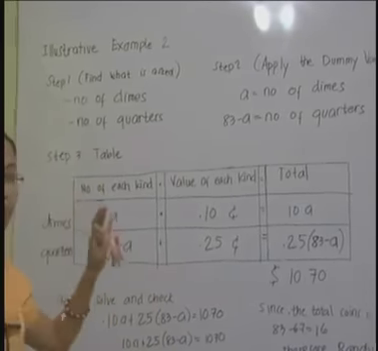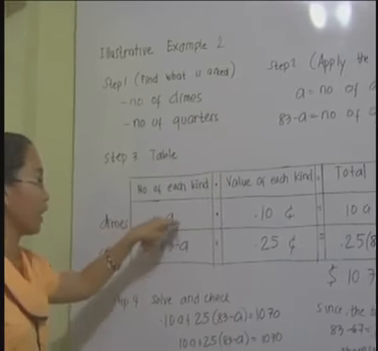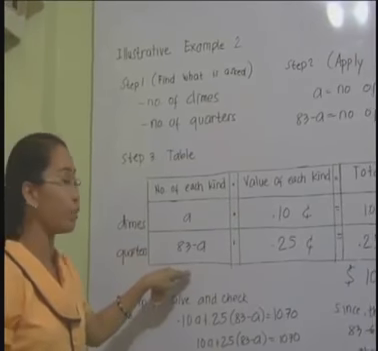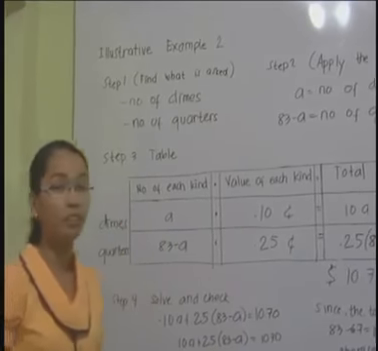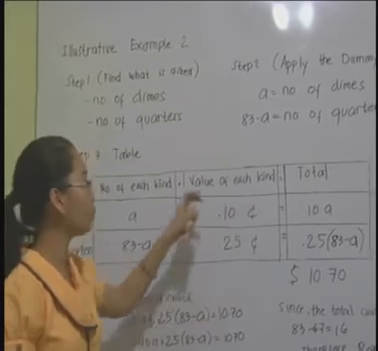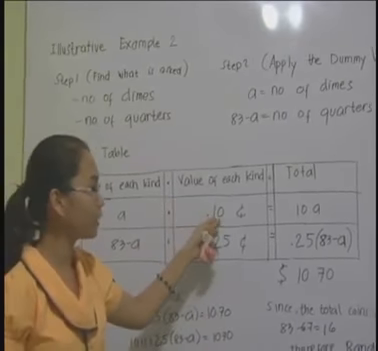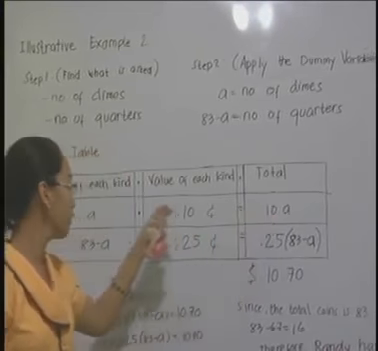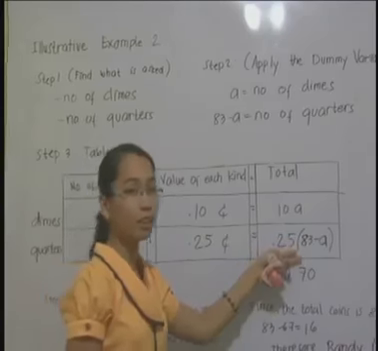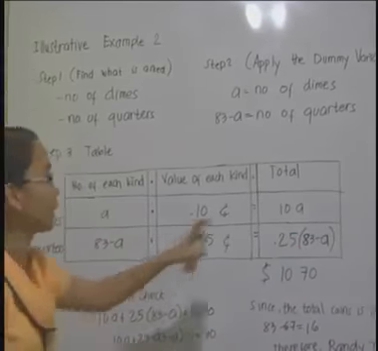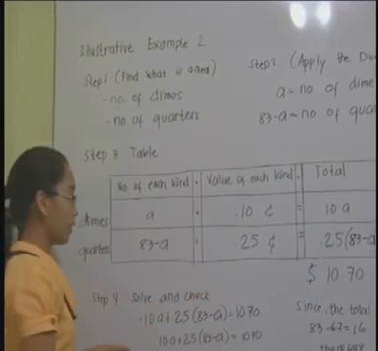Now, step 3, make a table. The first column is the number of each kind. The dimes we let A, and the quarters we let 83 minus A. The dimes are 10 cents, and the quarters are 25 cents. For the total, we multiply the number of each kind by the value of each kind. So A times 10 cents is 0.10A, and 83 minus A times 0.25 is 0.25 times 83 minus A. Now using the last column, we can solve the equation.